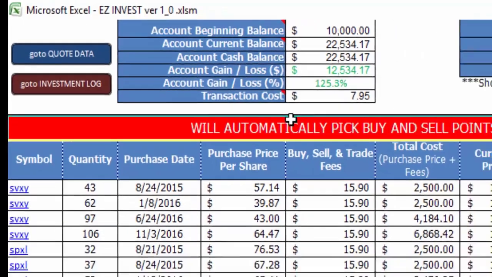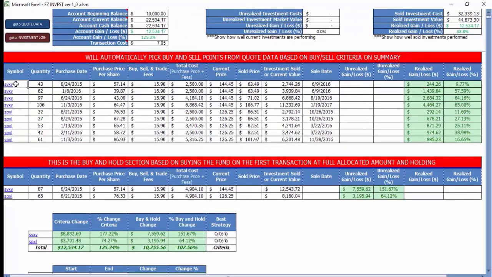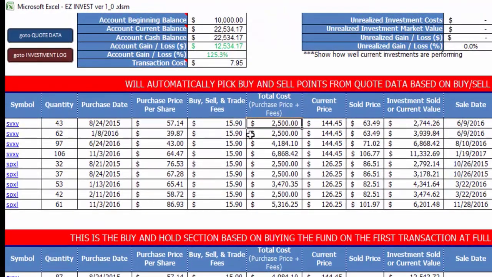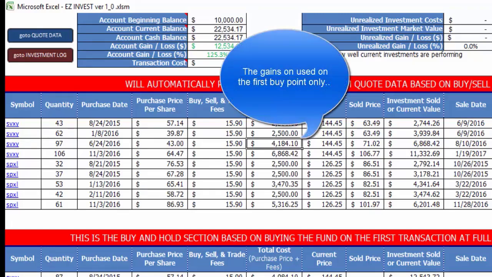So basically what it's going to do is say, here's the buy and sell criteria that it is using. There's your SVXY first buy point. You see there's the $2,500. You got 2 different buy points, and then there's the second buy point on that second dip. And there's your $5,000 total. And it sold them on the same date. And then it went back in there and bought $4,184. So what it does is it takes your gains, adds it back in, splits it up, and allows you to use those gains for your next round of buy transactions.